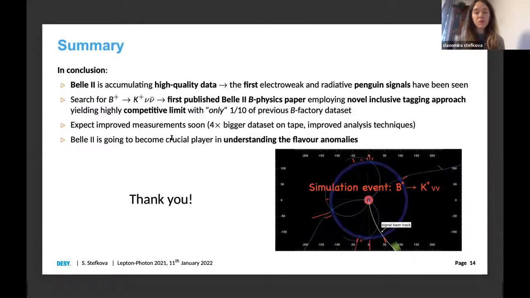So in conclusion, I hope that I have convinced you that, given that we have seen the first signals in these decays, Belle II is accumulating high quality data. The first published Belle II B physics paper is actually the search for B to K nu nu, where we have set a competitive limit with only a fraction of the previous B factory dataset by employing a novel tagging approach. And we expect improved measurements soon, given that we already have a four times bigger data set on tape, but we also try to improve the analysis techniques. And of course, this is all very important in understanding the flavor anomalies that we observe. Thank you.